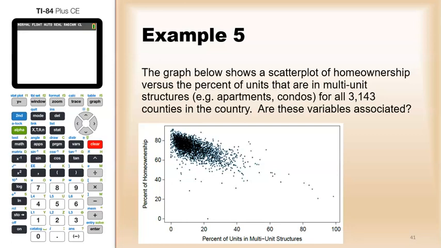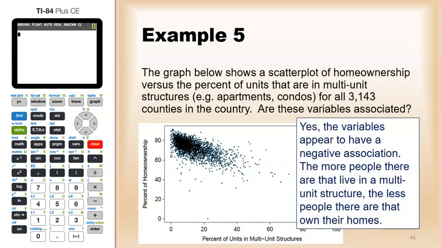Okay. The graph below shows a scatter plot of home ownership versus percent of units that are in multi-unit structures, like apartments or condos, for all 3,143 counties in the country. Are these variables associated? Now, if you're looking, to me anyway, this looks like a downwardness. So yes, to me these look associated. Looks like a negative association. So yes, the variables appear to have a negative association. The more people there are that live in a multi-unit structure, the fewer people there are that tend to own their own homes.